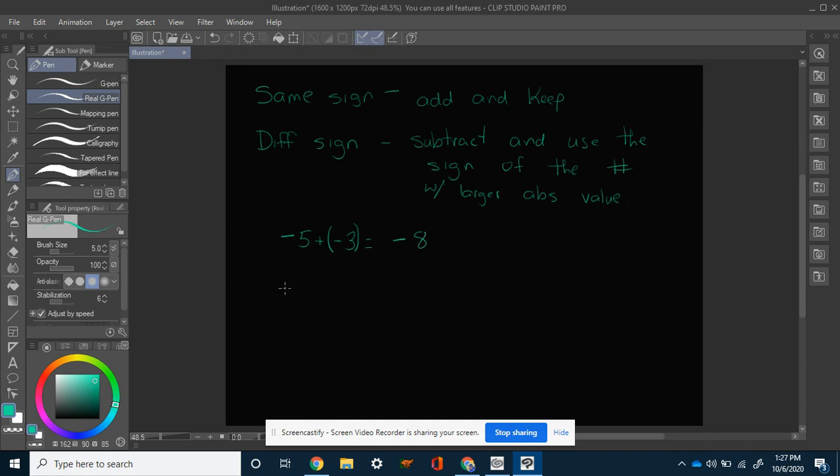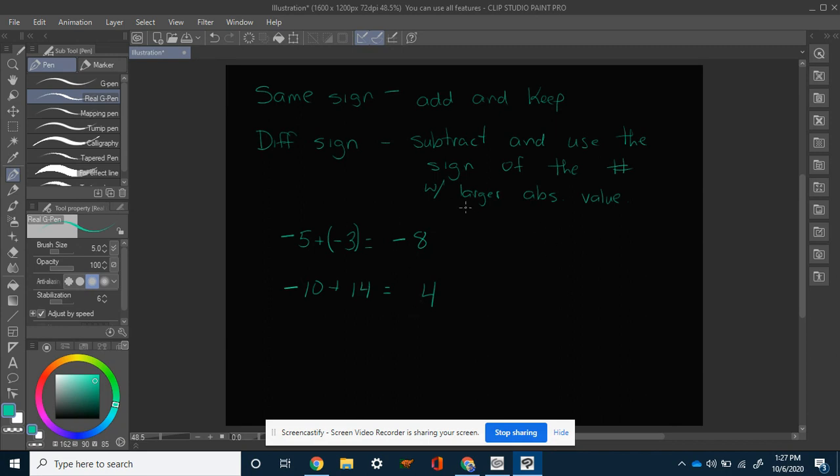But let's say we have a different sign. Let's say negative 10 plus positive 14. We are going to subtract the numbers. 14 minus 10 is 4. Use the sign of the number with the larger absolute value. So the absolute value of negative 10 is 10. The absolute value of 14 is 14. 14 is bigger, so the answer is positive 4.